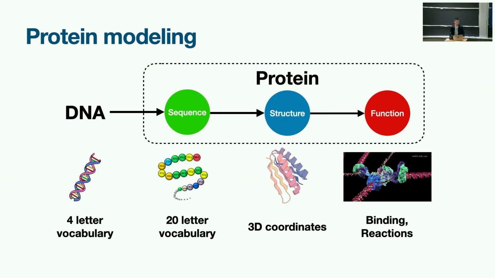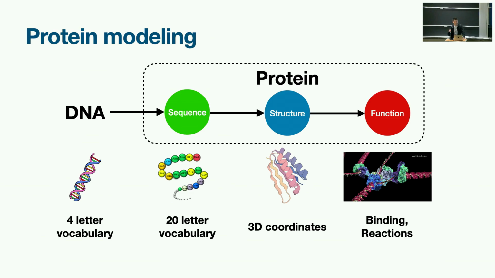So I'm going to talk a little bit about protein modeling to make sure we have this background knowledge. DNA, I think as we all know, is just a 4-letter vocabulary. And then from DNA through the central dogma, that becomes a protein sequence, which becomes a structure. And then the structure is what we can look into and try to figure out what the function of the protein is.